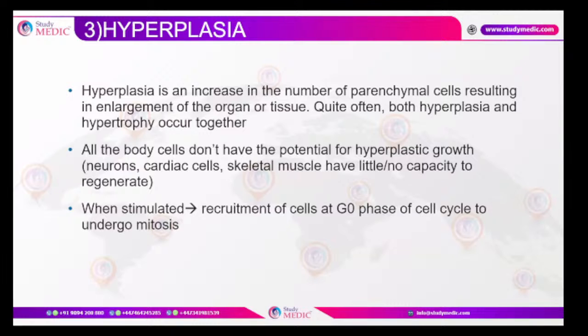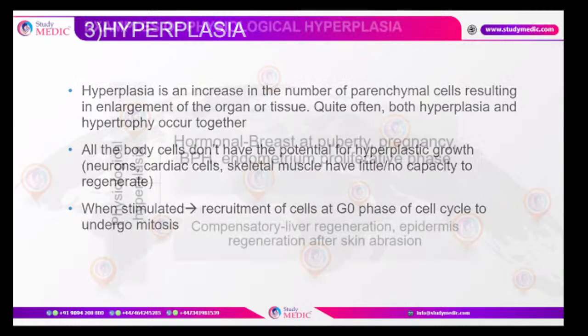And then whenever there is any kind of stimulus, the number increases because there is a recruitment of the cells that occurs at the G0 phase of the cell cycle to undergo mitosis. So this is the underlying mechanism.